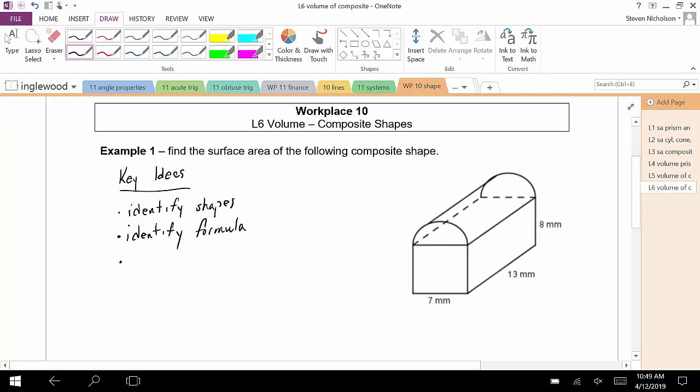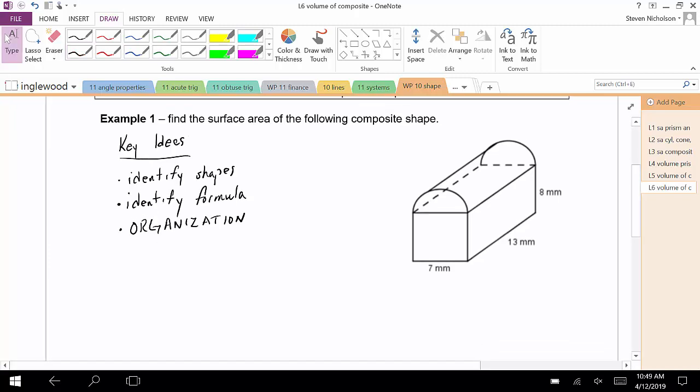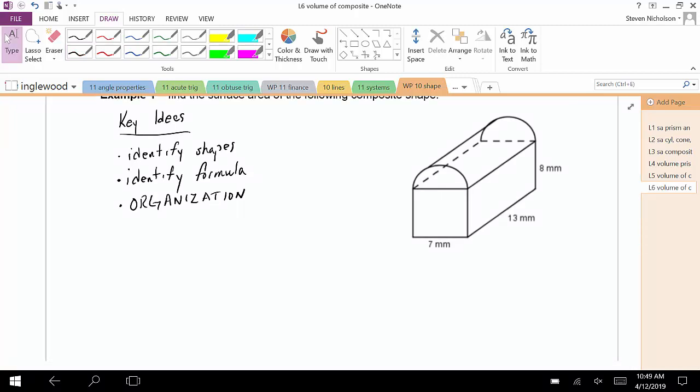And finally, probably the most important thing is organization. When everything gets messy, that's when organization is really important. So in looking at these three key ideas, identifying the shapes pretty much is your organization.